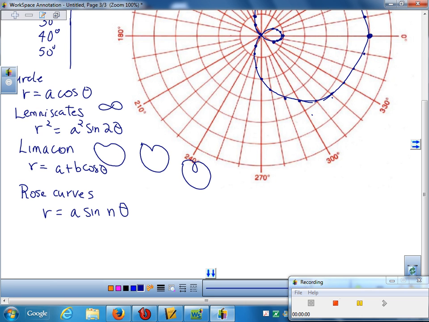We actually notice that the one when n is 4 has 8 petals. But the one when n is 3 has 3 petals. So maybe when it's odd, the number of petals equals n.